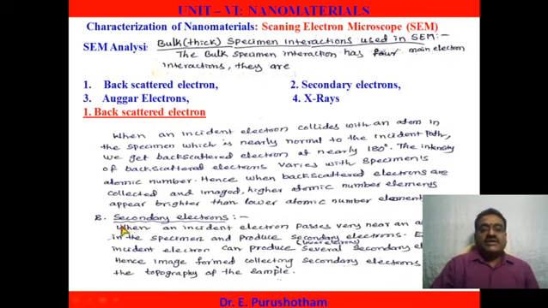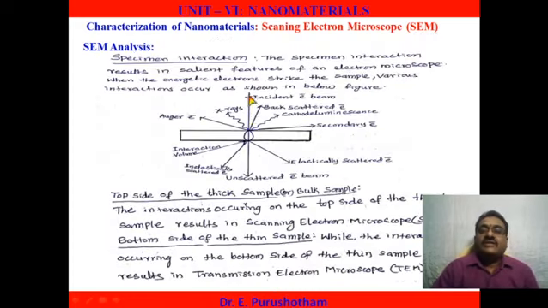You can observe here secondary electrons. When an incident electron passes very near an atom in the specimen and produces secondary electrons, each incident electron can produce several secondary electrons. Hence, the image formed by collecting secondary electrons gives the topography of the sample. Once again, the incident electron beam is incident on the sample specimen atoms and the released or emitted electrons are called secondary electrons. From these secondary electrons, we can observe the topographical image. Using this image, we can characterize the sample surface.